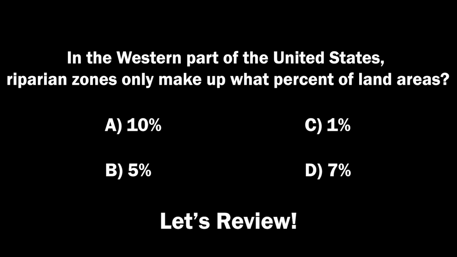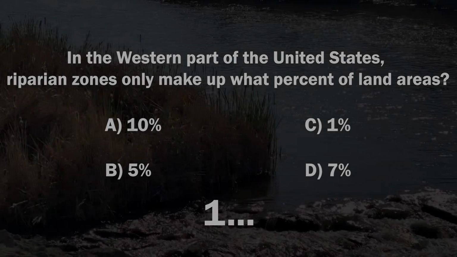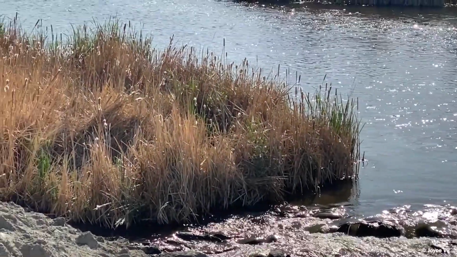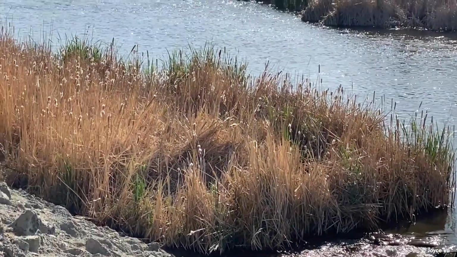In the western part of the United States, riparian zones only make up what percent of land area? Option A, 10%. Option B, 5%. Option C, 1%. Option D, 7%. If you answered option C, 1%, then you are right.